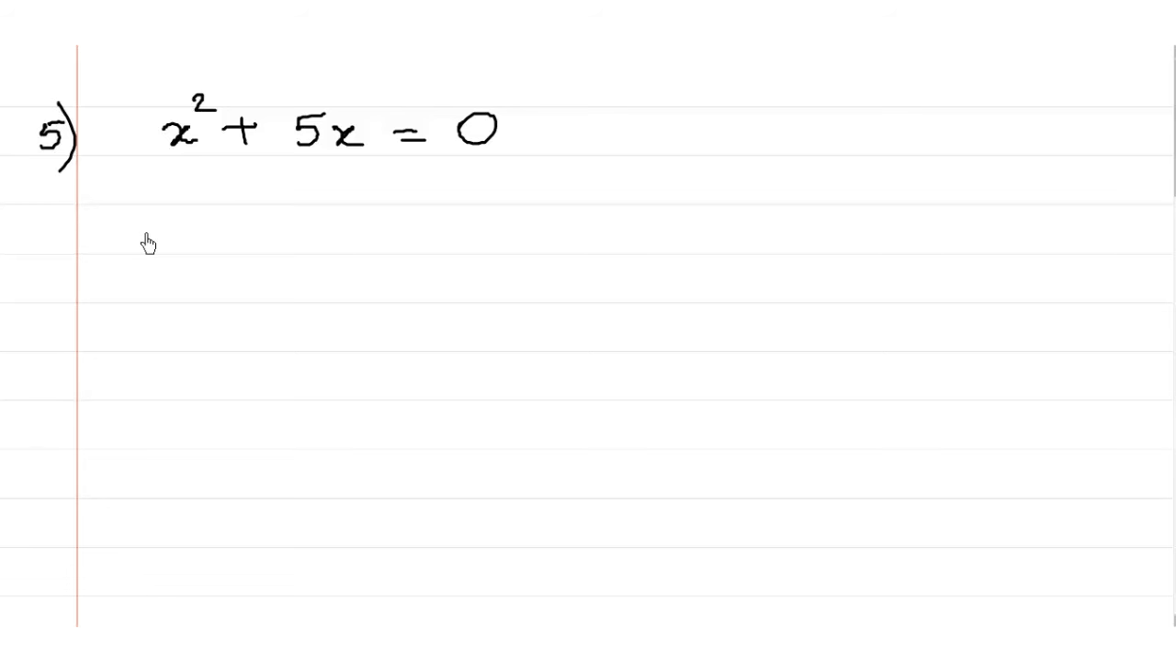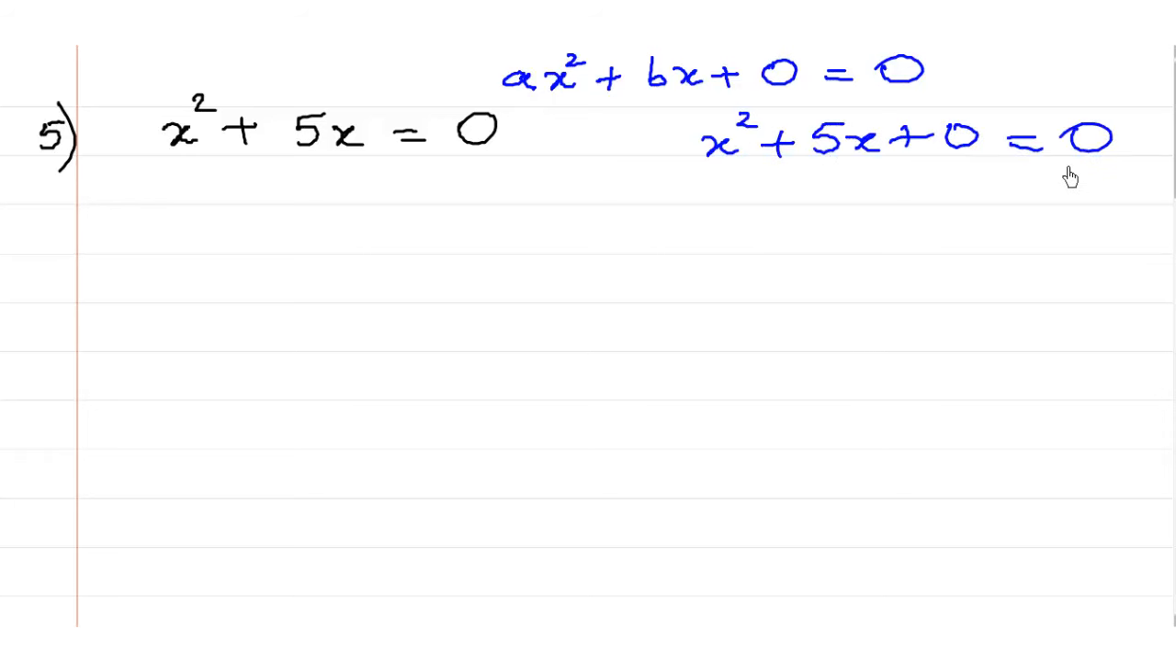Now let's have a look at the other sum. x square plus 5x is equal to 0. There is something different about this sum. It looks like ax square plus bx plus 0 is equal to 0. So here we can rewrite this as x square plus 5x plus 0 is equal to 0. This time the value of c is 0, so we need a different way to solve this. In fact, this is a very simple sum to solve.